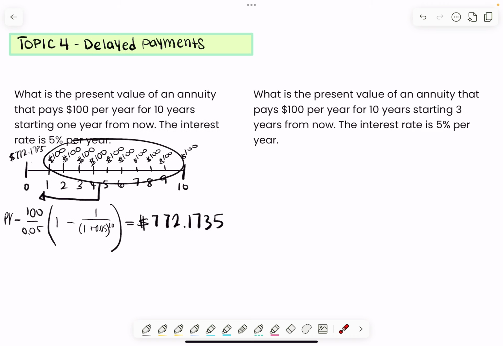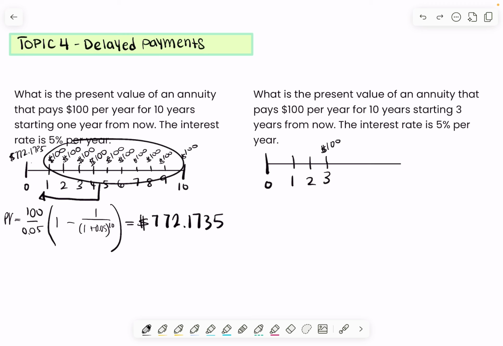Let's try this one. This is the exact same thing. The only difference is that instead of them starting to pay you $100 exactly 1 year from today, from time 0, they're now going to start paying you 3 years from today. So if this is today, time 0, and this is year 1, they're not paying you $100 in year 1, nor are they paying you $100 in year 2. They're saying, we're going to start paying you in year 3. Then that's $100, and it's going to go on for 10 years.